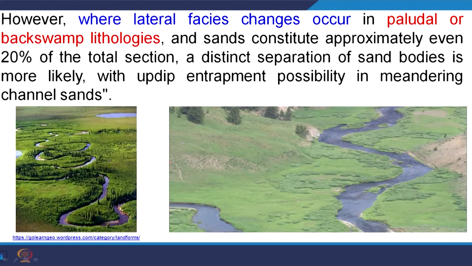However, where lateral facies change occurs in peridal or back swamp lithologies, the sands constitute approximately 20% of the total section. A distinct separation of the sand bodies is more likely, with updip entrapment possibility in the meandering channel sands. So that means here the depositional environment is more or less controlling the hydrocarbon entrapment.